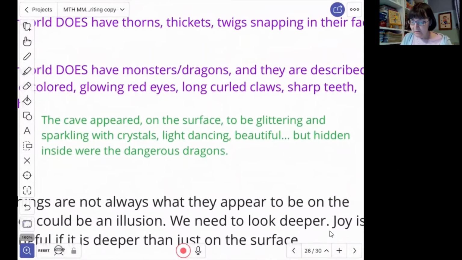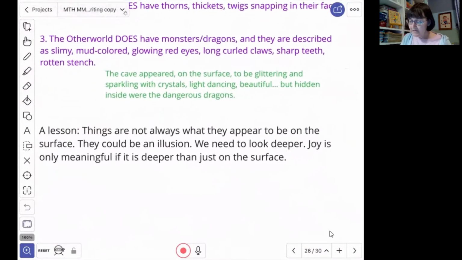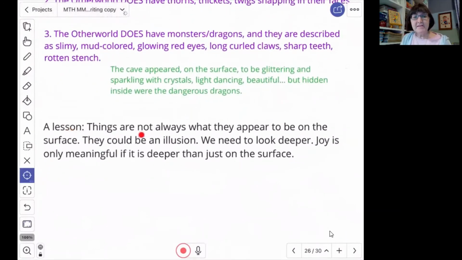And also, the cave appeared on the surface to be glittering and sparkling with crystals, light, dancing, beautiful, but hidden inside were the dangerous dragons. So I noticed a lesson here. Things are not always what they appear to be on the surface. They could be an illusion. We need to look deeper. Joy is only meaningful if it is deeper than just on the surface. This last sentence is something that I would call a theme.